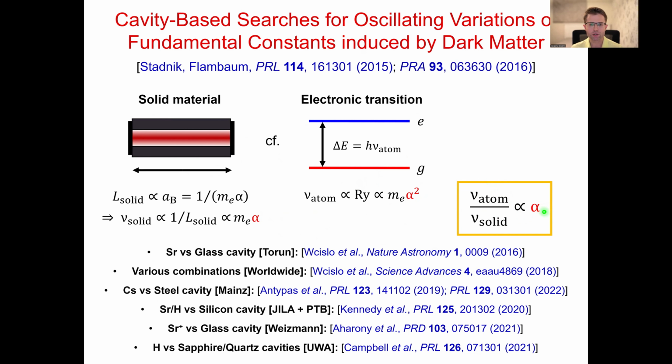So this approach has been utilized by a growing number of groups around the world now, and about a dozen different clock-cavity combinations have been used. Some of these searches, for example, the one in mines, have been performed in multiple iterations now.